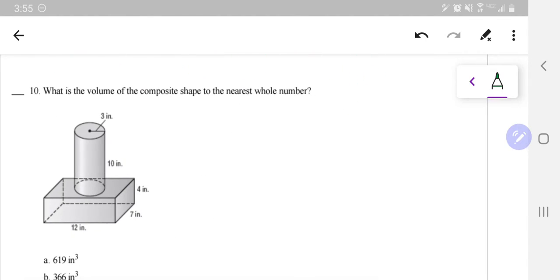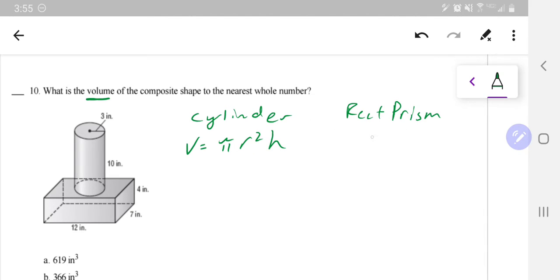Number 10, the composite figure. We're finding volume, and then we have to break this composite figure into 2 separate shapes, one being a cylinder and one being a rectangular prism. Now we need the volume formulas for both. I know that a cylinder is pi r squared h, and a rectangular prism can either be B H, meaning the big B is the area of the base, or we can do volume equals length times width times height.